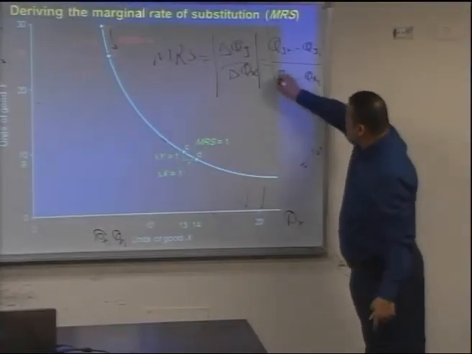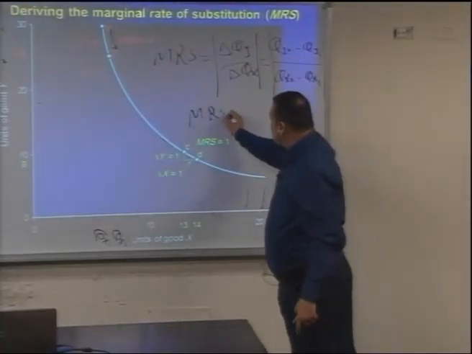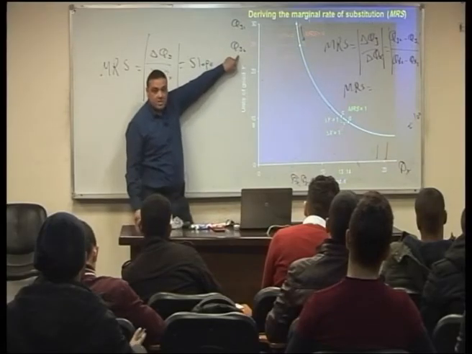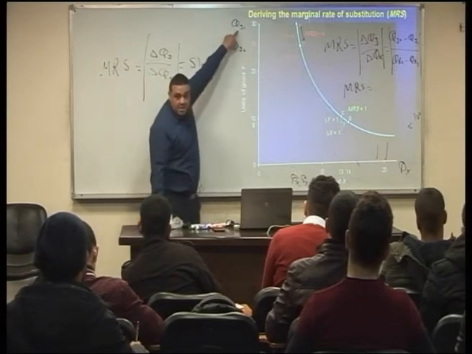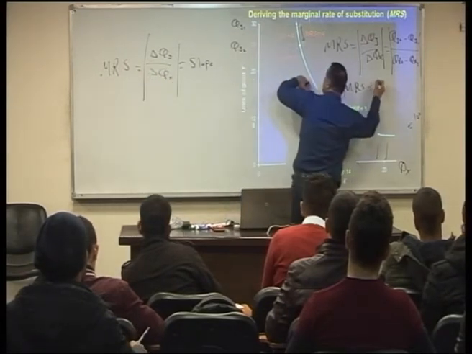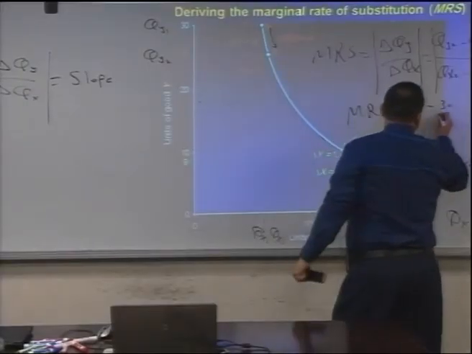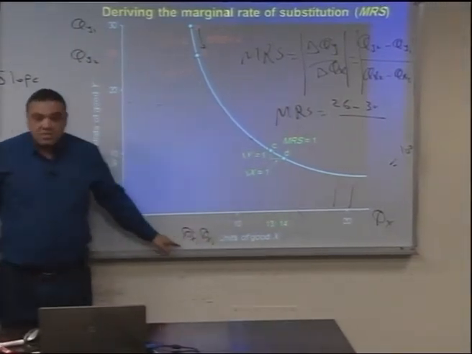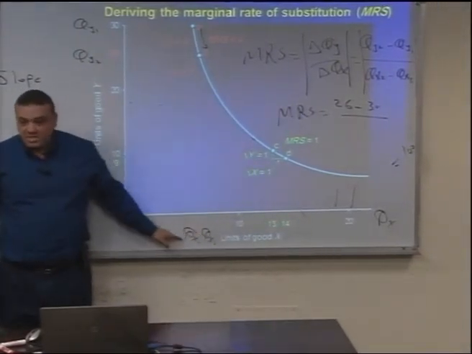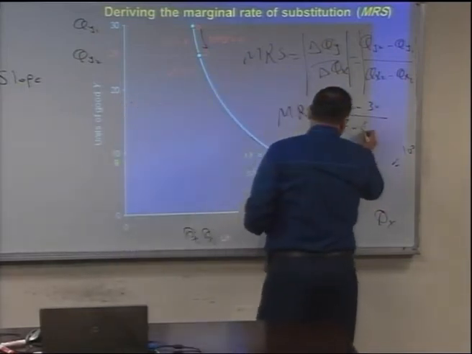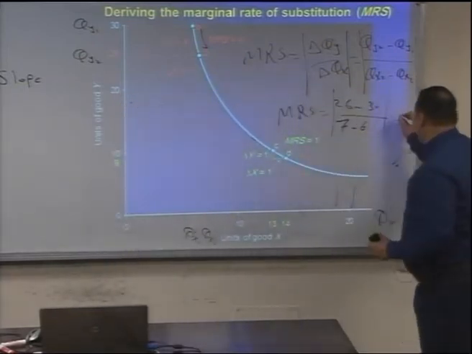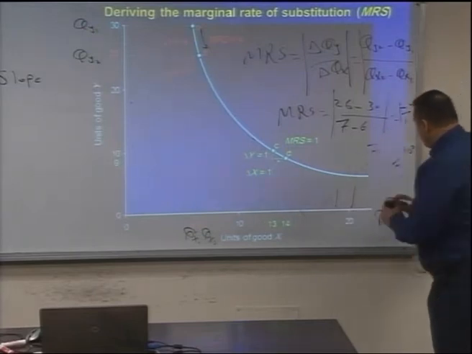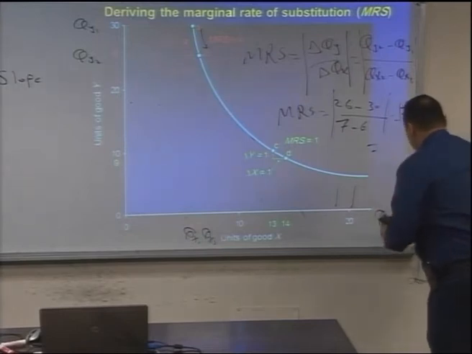In the absolute value. So the marginal rate of substitution here equals quantity y2, 26, minus 30, over qx2 minus qx1, 7 minus 6. In the absolute value, negative 4 over 1, in the absolute value, equals 4.